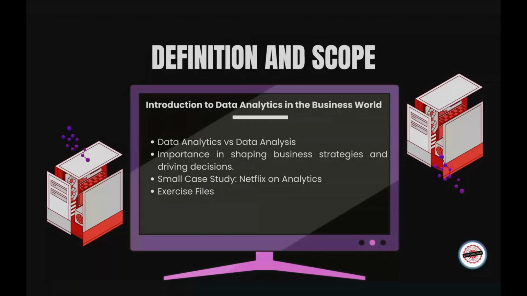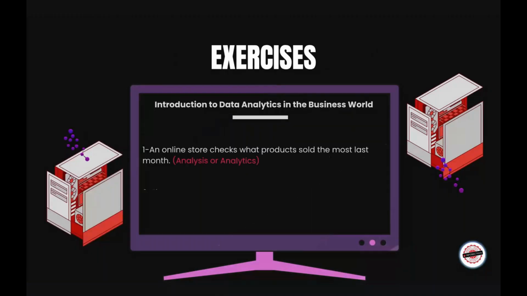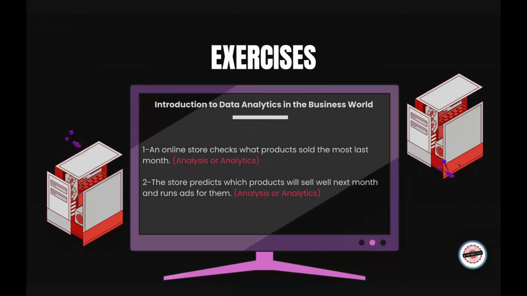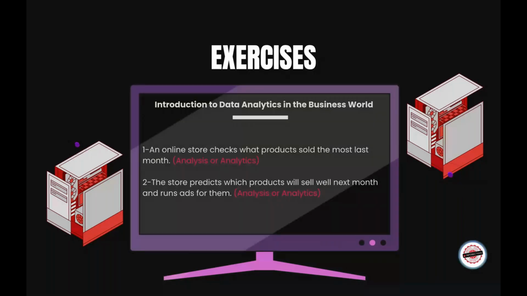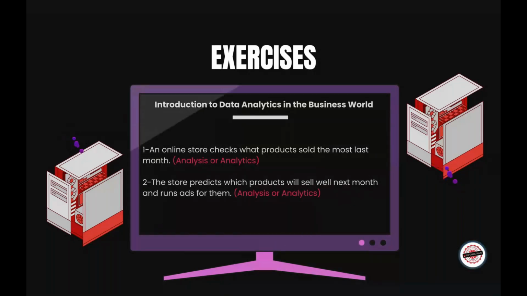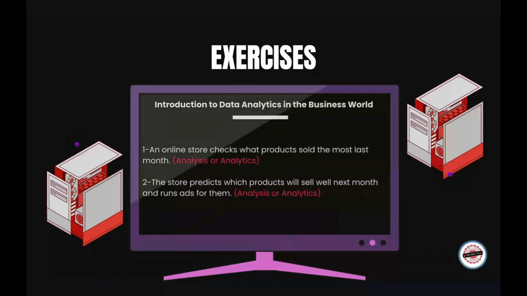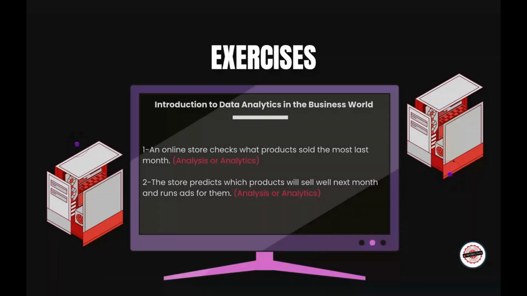So that's about it on a very first level, just to understand whether it's understood or not. So here, the first exercise gives an idea. The first question is very simple. An online store checks what product sold most last month. Is this analytics or analysis? It's using old data and then giving an idea about what to do next. Moving to the next part, the same store predicts which products will sell well next month and runs ads on them. That's clearly part of analytics. Why? Because they are planning for the future based on the existing data, what needs to happen later on.